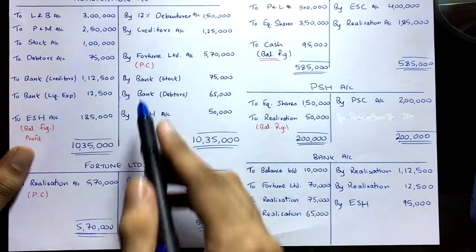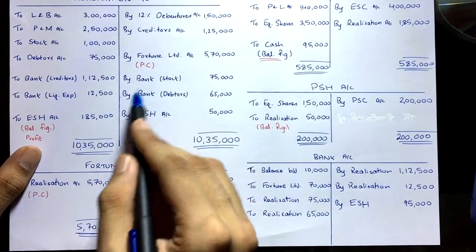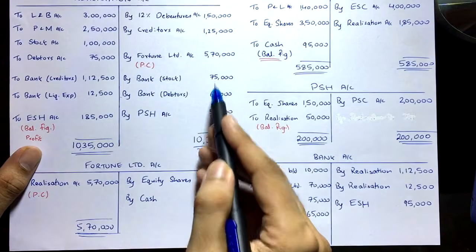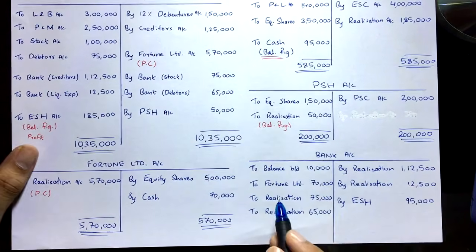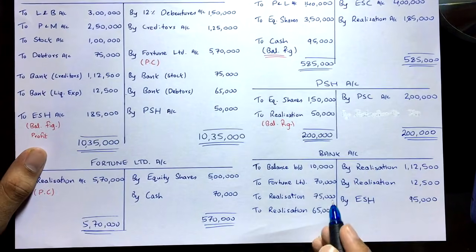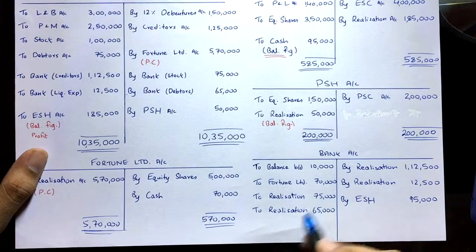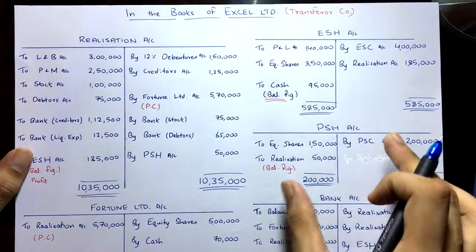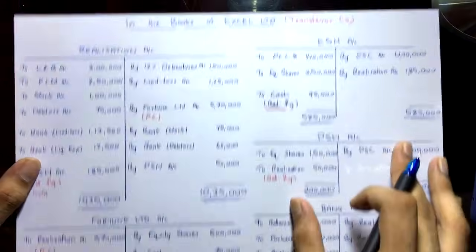And then see here on this side, on the credit side, by bank. Two banks are there, 75 and 65. So do the cross posting. To realization, 75, 65. Simple, right? Cross posting from realization account. And then see the preference shareholder account. Is there any cash over here? No. Come to the equity shareholder account.